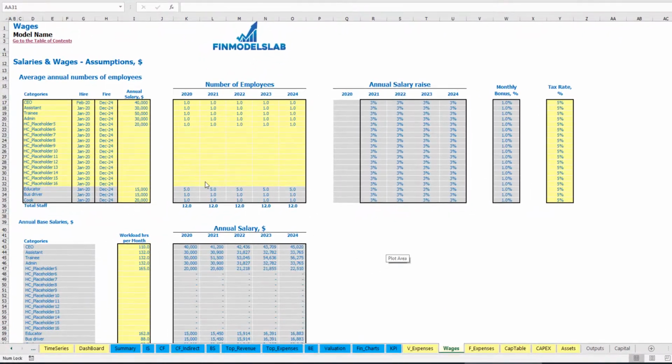On the Wages tab, you have up to 20 placeholders to input your staffing assumptions. Please note that some gray values are already predefined and you already input these positions for educator, bus driver and cook on the dashboard with some hire and fire dates. For these positions you are only able to input annual salary. In addition, you have 16 placeholders which are yellow, which you can change.